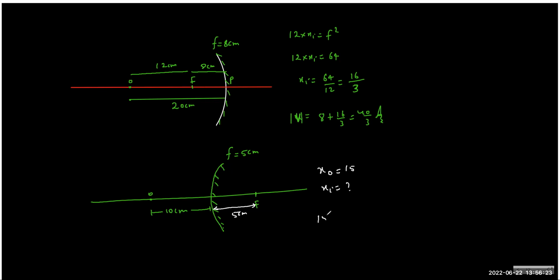What is XI? I don't know. So what you can write? 15 into XI equals 25. XI is how much? And it is less than 5 for sure. It is 1/3 of here. So it must be somewhere here. We got that 5 by 3. So if this is 5 by 3, this will be how much?